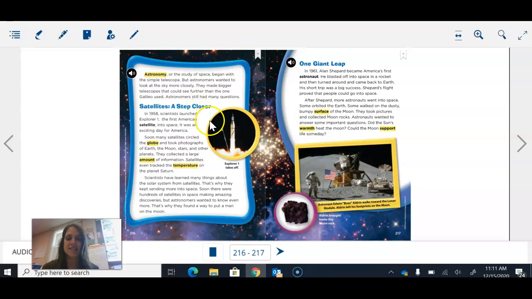Here is a picture, another text feature, a photograph, with a caption, Explorer 1 takes off. This is the satellite. It connects right to our heading. The satellite that got us a step closer to exploring space, even exploring Saturn.